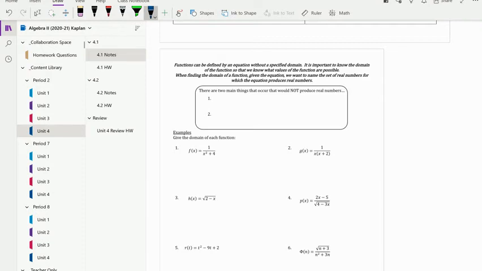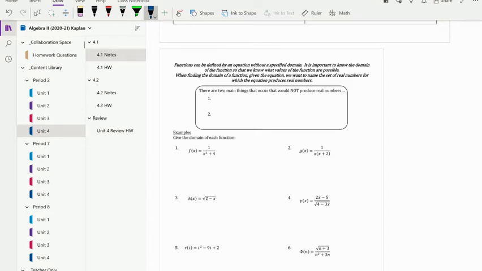Functions can be defined by an equation without a specified domain. It is important to know the domain of the function so that we know which values of the function are possible. When finding the domain of a function given an equation, we want to name the set of real numbers for which the equation produces real numbers. So we want to list the numbers that we're allowed to plug in, essentially.